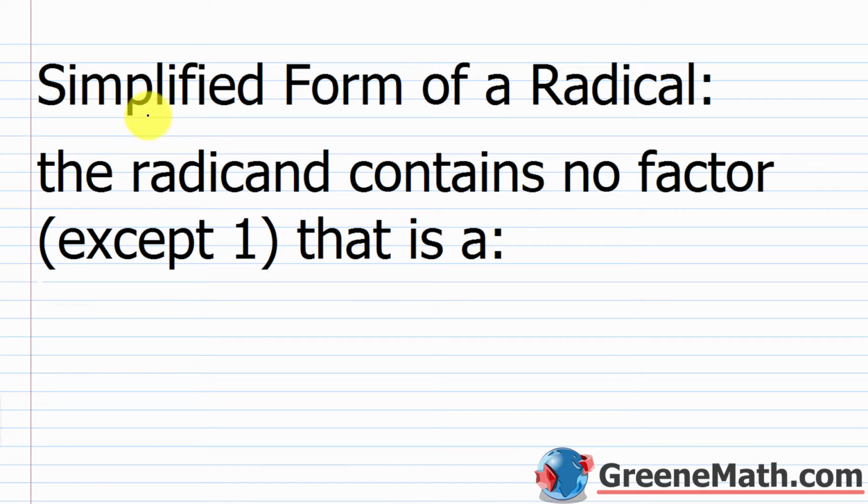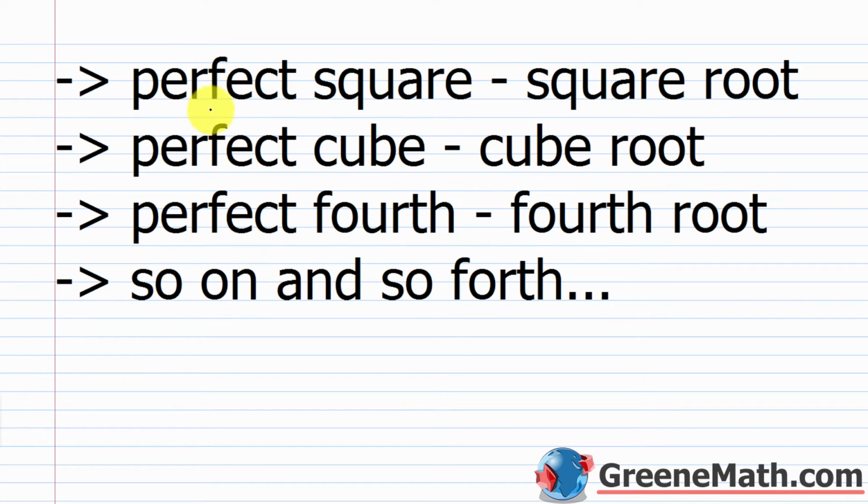So I have here the simplified form of a radical, and this is the first thing: the radicand, remember that's your number or your variable or your expression that's under your radical sign, contains no factor except for one that is a perfect square in the case of a square root, perfect cube in the case of a cube root, perfect fourth in the case of a fourth root, and so on and so forth.